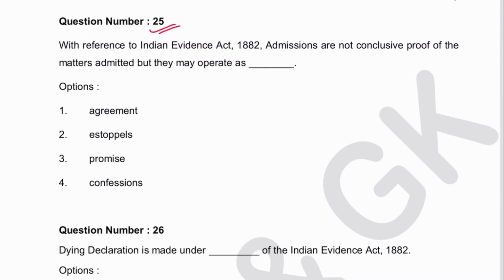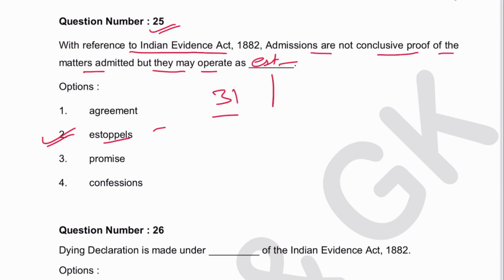Next is 25. With reference to the Indian Evidence Act, admissions are not conclusive proof of the matters admitted, but they may operate as estoppels. So 2 is the answer. Mentioned in section 31 of the Indian Evidence Act. Now the section has become section 25 in Bharatiya Sakshya Adhiniyam.